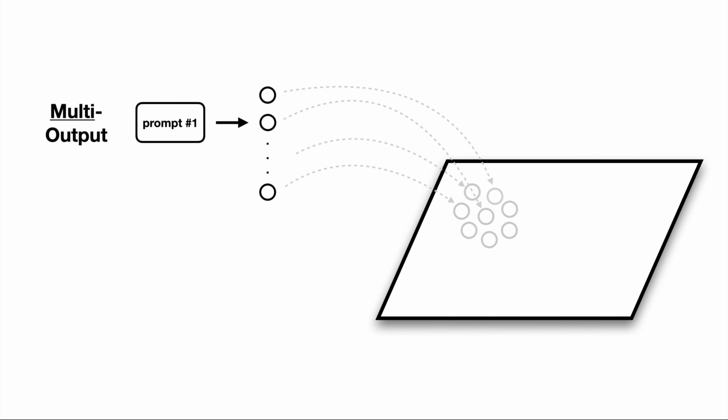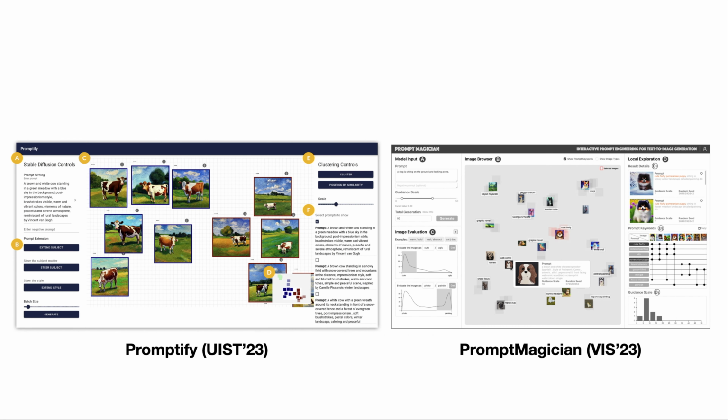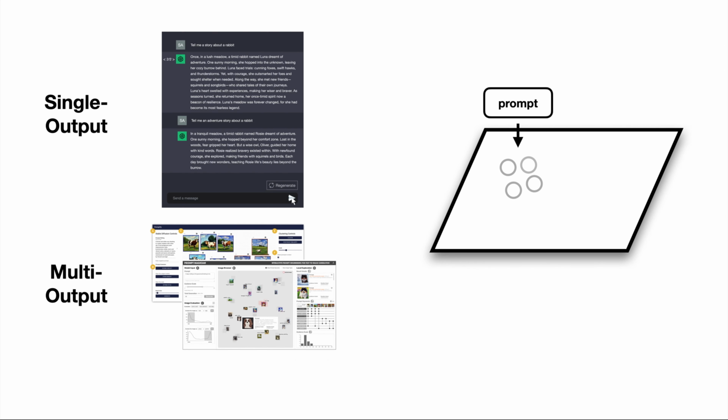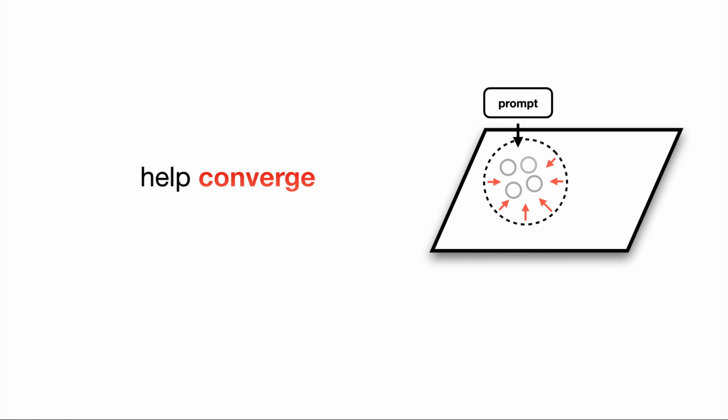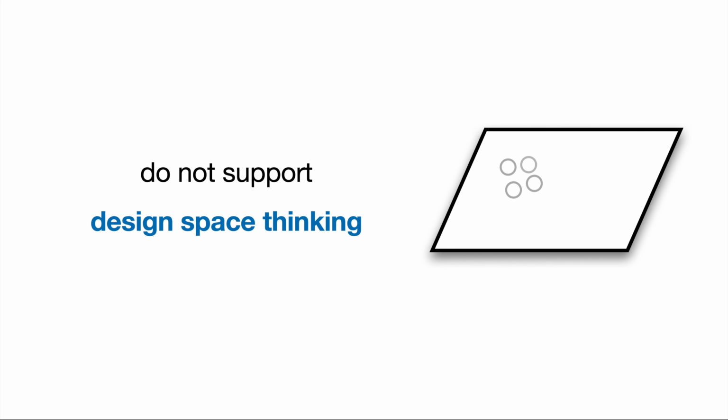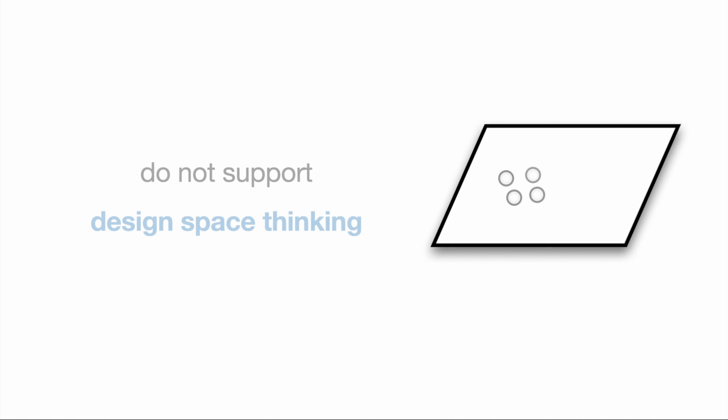Another interaction paradigm is a multi-output approach, where large language models generate multiple responses from a single prompt. This was explored in recent research focusing on text-to-image generation tasks. Both of these approaches, however, lead users to converge to an initial idea rather than diverge. And as a result, they are not conducive to design space thinking, which is critical in creative processes.